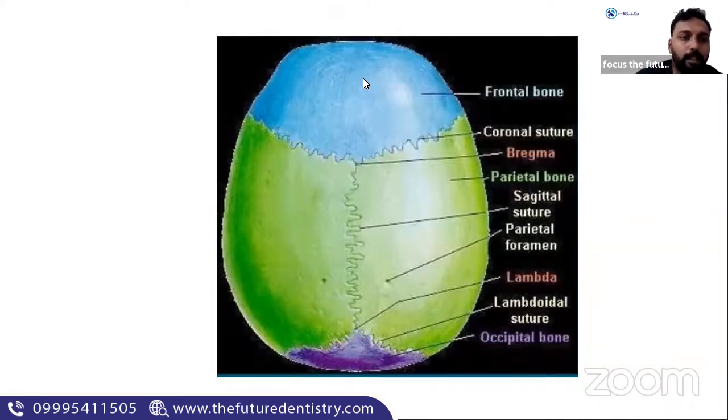Top. Yes, very good. Okay, you can see the parietal. Exactly. So this is called norma verticalis. That is the view from above. So you can see there are a few bones which, by name, you might be familiar with: your frontal bone, your parietal, occipital, and all. Now what I am going to do is cut open the skull.